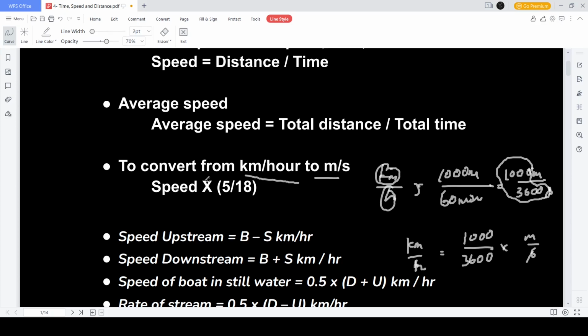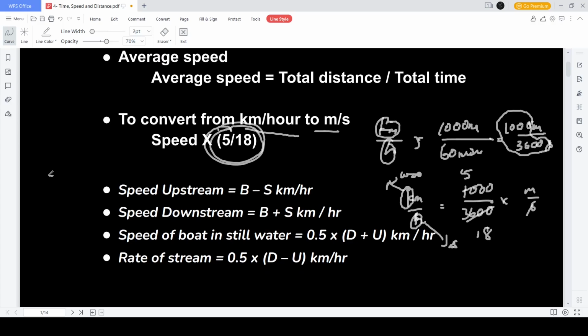If you cancel this into its lowest form, you'll get 5 by 18. If you forget this number, you can do it the long way: kilometer you change to 1000 meters, and hour you change to seconds. Okay, this is how it's done.